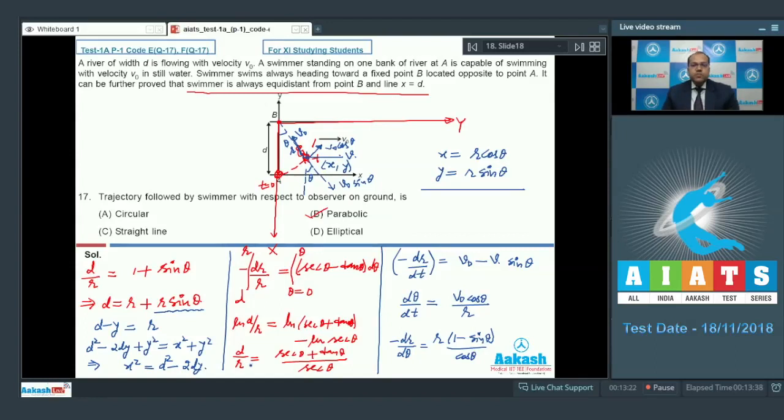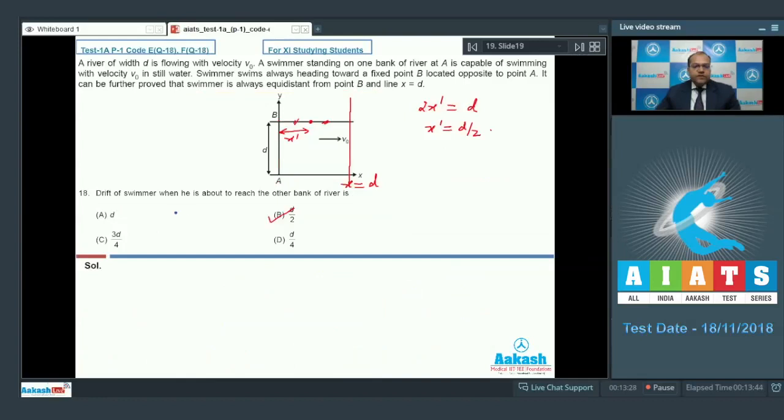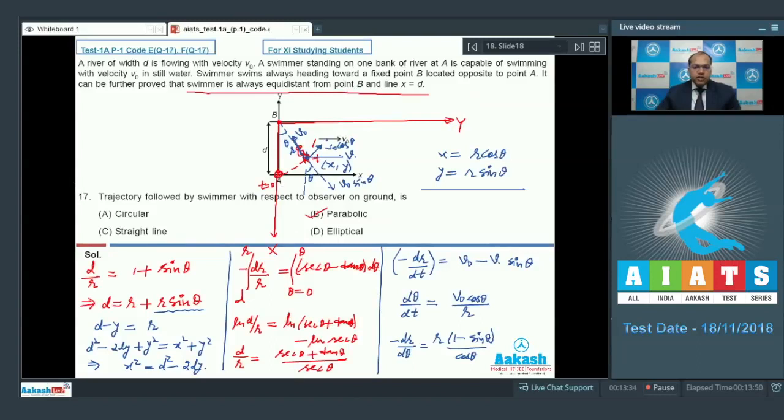So the correct answer for question number 17 is option B. And in question number 18, the drift of the swimmer when he is about to reach the other bank of the river: at the moment when the swimmer reaches the other bank, the x coordinate becomes 0. On substituting x as 0, the value of the y coordinate comes out to be d by 2. That is the drift of the swimmer. So the correct answer for question number 17 is option B, and for question number 18, again it is option B.